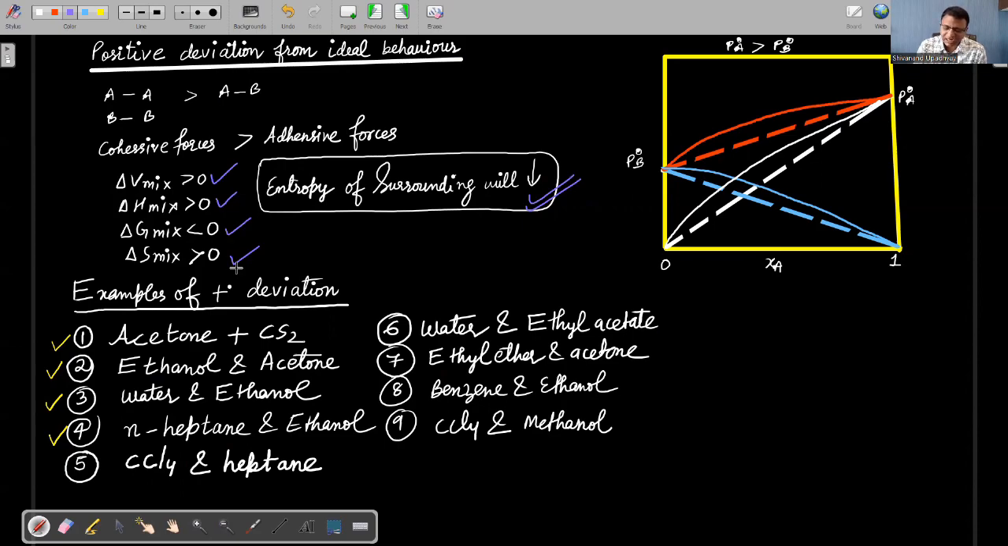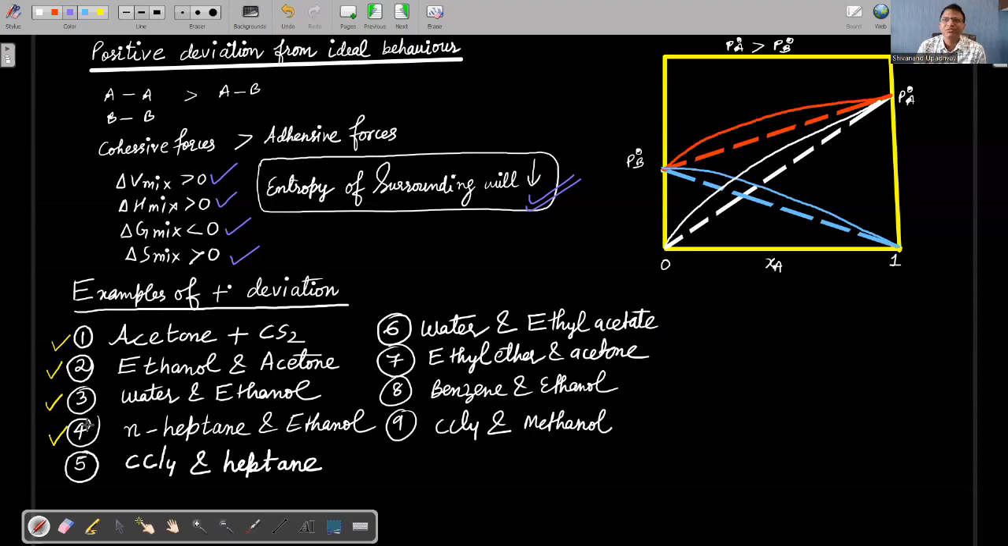Now there are 9 examples, and these 4 examples are given in NCERT, and all these examples are asked in exams from time to time. If you are able to remember these 9, then it is fine, but these 4 are compulsory, in which, when alcohol and water are mixed, it is positive deviation: alcohol and water, acetone and carbon disulfide, ethanol and acetone, and normal heptane and ethanol.